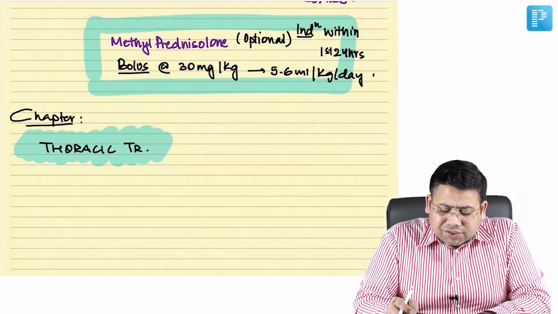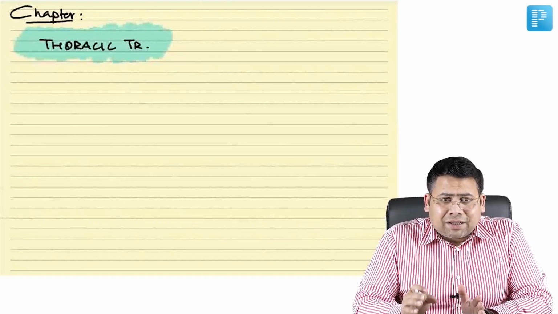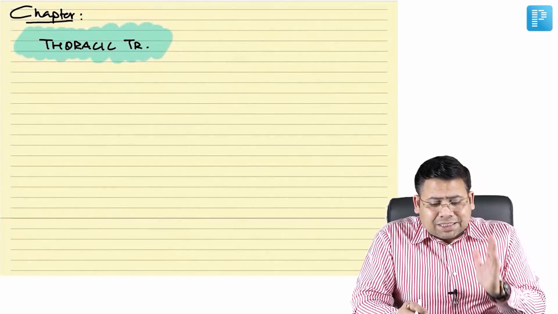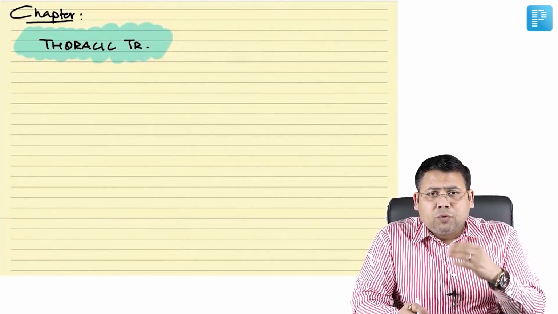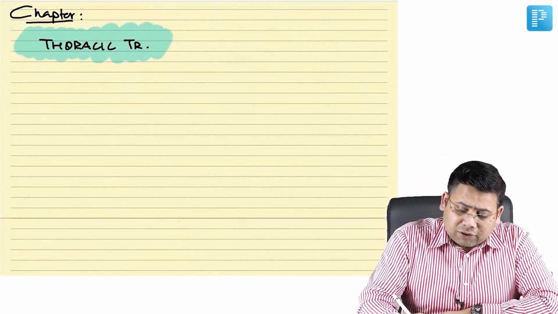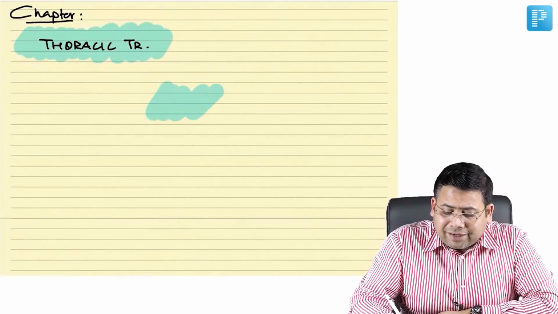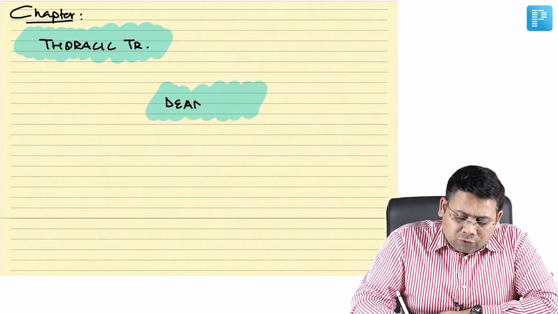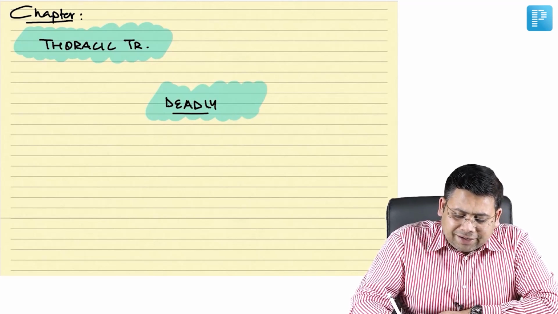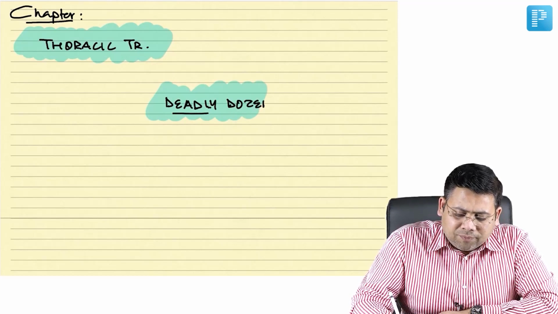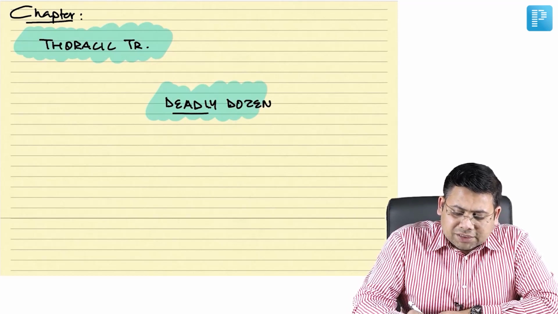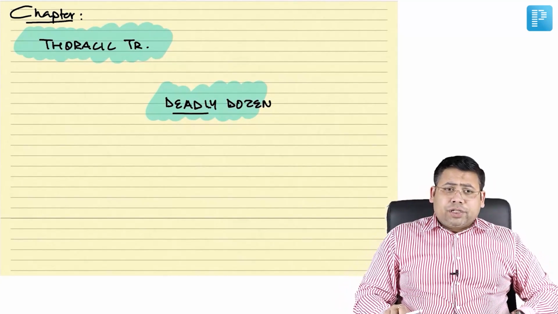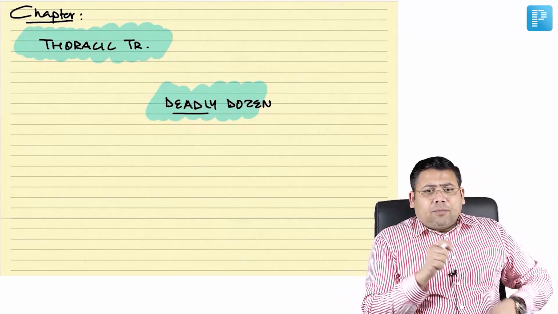What are the kinds of questions that we get? The first category of question is, what is considered in thoracic trauma to be life threatening? And for that we have a concept of deadly dozen. So what do you mean by deadly dozen? Deadly dozen is a term taken from Bailey and Love, or you can say it's a term taken from Cushieri. It's a term taken from Churchill.